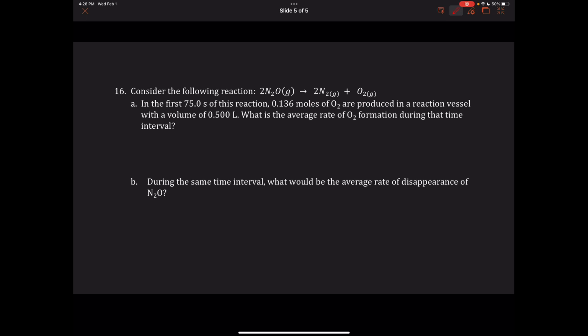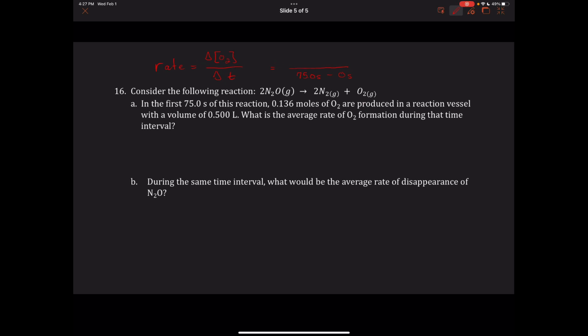So first of all, we've got to know we're looking for rate, and that rate is going to be equal to the change in concentration. So we're looking at the oxygen. We're looking at the change in the oxygen concentration over the change in time. Now I have time. We're talking about in the first 75 seconds. So if we're talking about the change in time, it's the final time minus the initial. So if we're talking about the entire first 75 seconds, the initial time would be a time of 0.